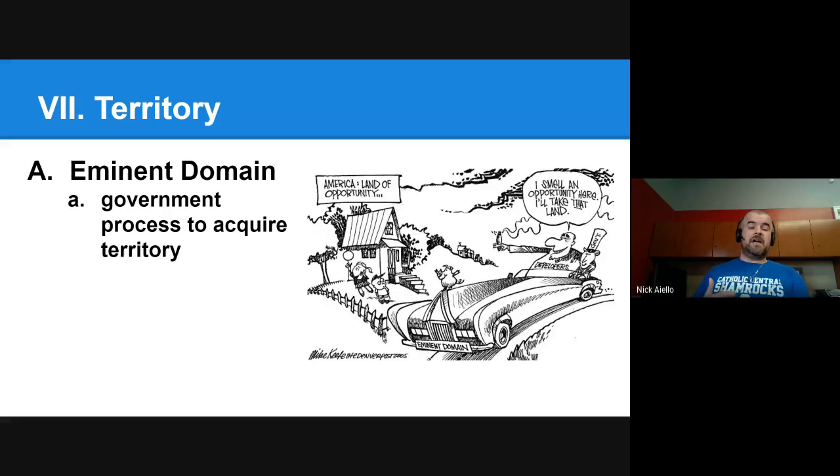Now, the government does have to pay you what would be the fair market value for the property that they are taking over.